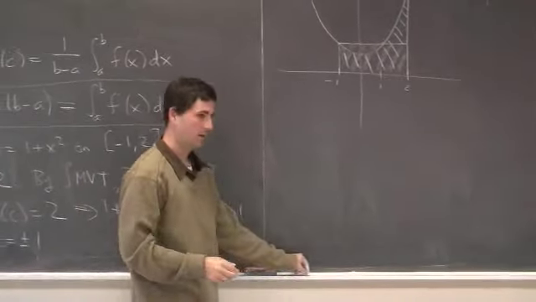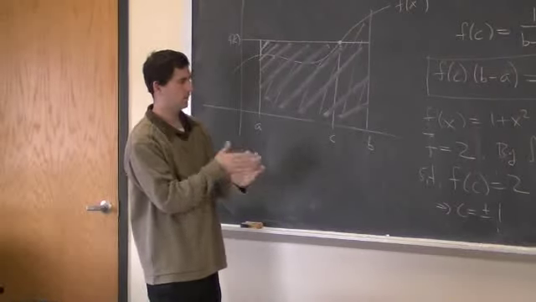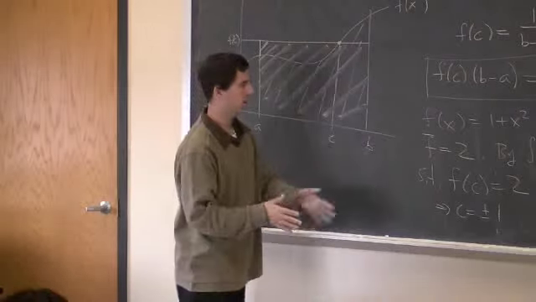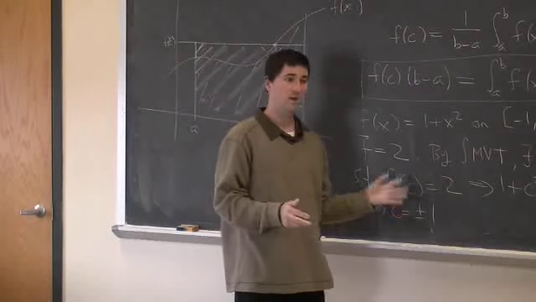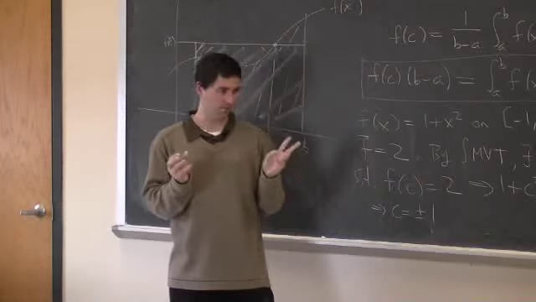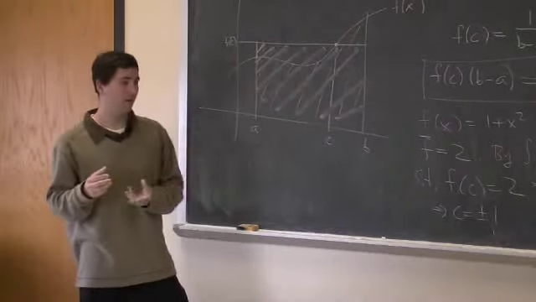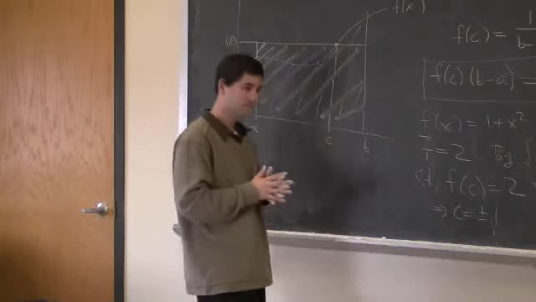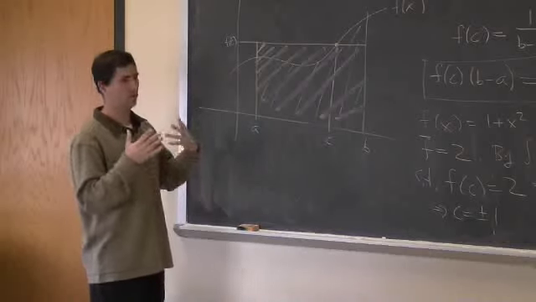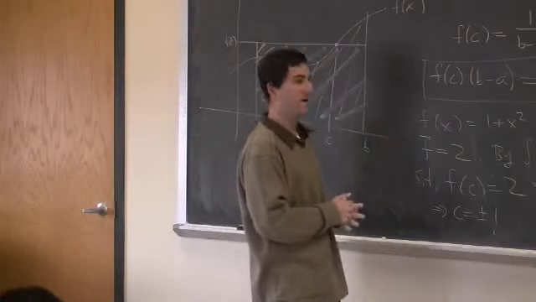Cool. Questions? Mind you, in this case, it was very easy to actually find this point c. The mean value theorem does not, in general, tell you how to find this point. It may not be technically feasible to find the point where this works. You might have to approximate it. There may not be an analytic method for actually finding this point c.